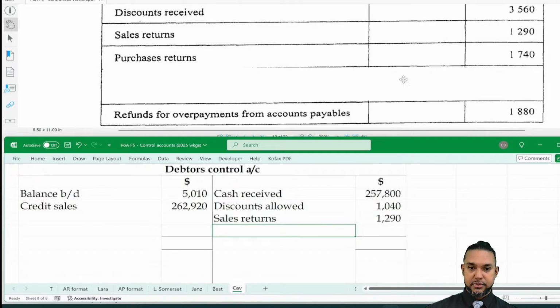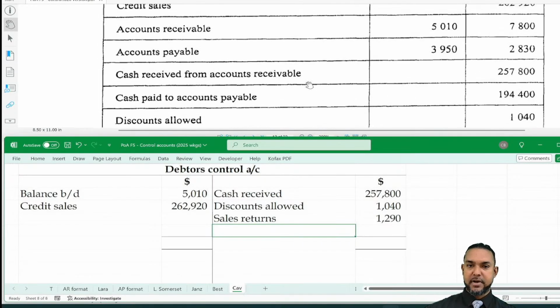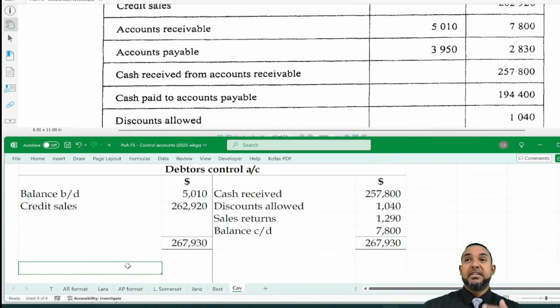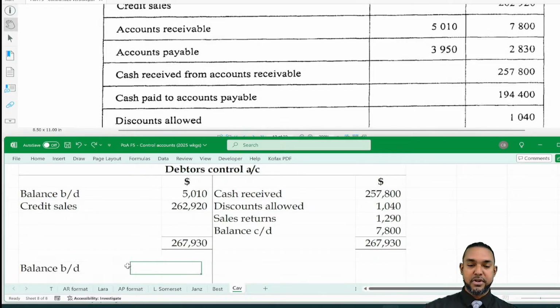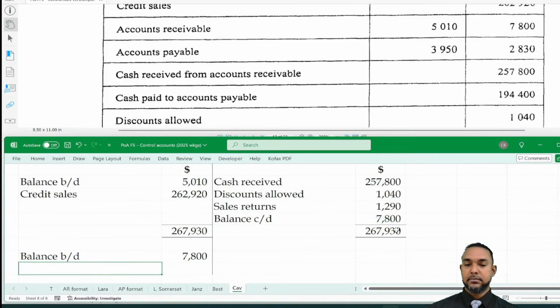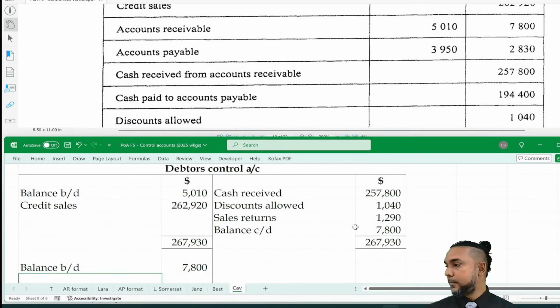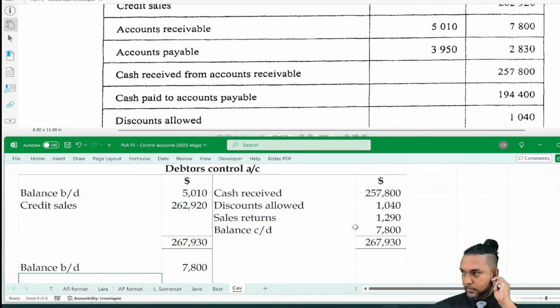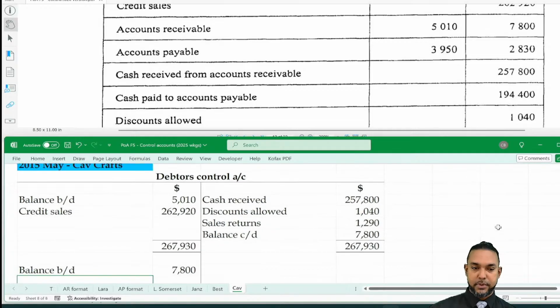Discounts received, sales returns. Right. And then the closing balance here was 7,800, right? So balance carried on. Boom. So you see both sides end up being the same one time. So we didn't need to calculate the balance then, like in the previous question. So it was kind of like an easy one. Trading wheels. Right. So that is the debtors control account for this question.